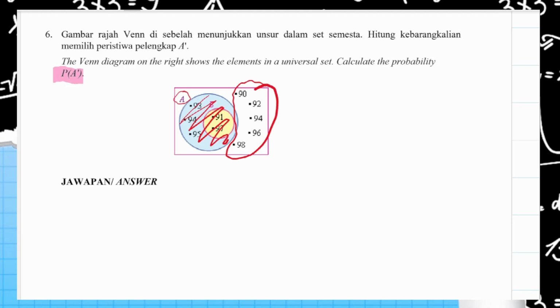So how many of the elements? 1, 2, 3, 4, 5. Five here, divided by, you must find the total, right? So here we have 5, 6, 7, 8, 9, 10. So 5 over 10. This one we can simplify to 1 over 2. Very easy, right?